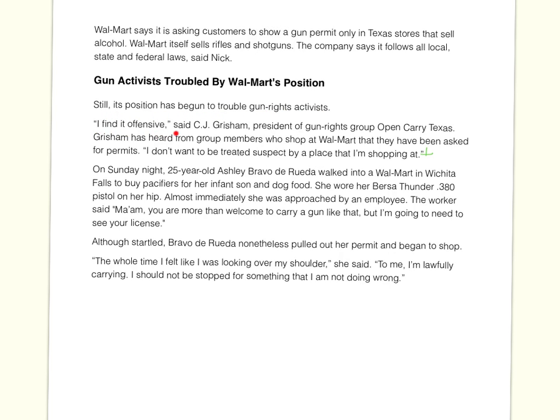I find it offensive, said C.J. Grisham, president of the gun right group Open Carry Texas. Grisham has heard from group members who shop at Walmart that they have been asked for permits. I don't want to be treated like a suspect in a place that I'm shopping at. I agree with that altogether. Who wants to be treated like a criminal? He's not breaking any laws.